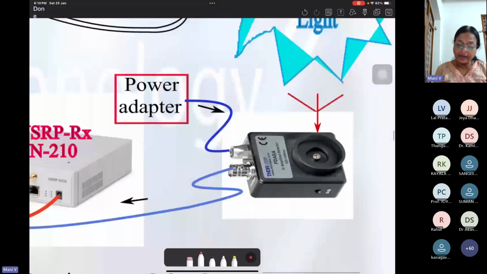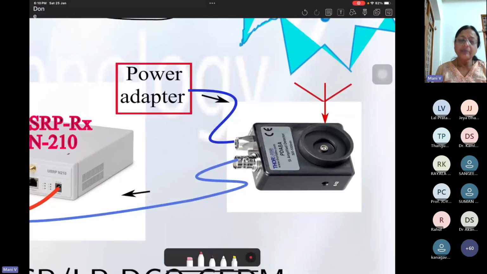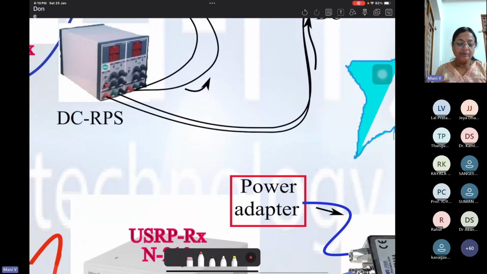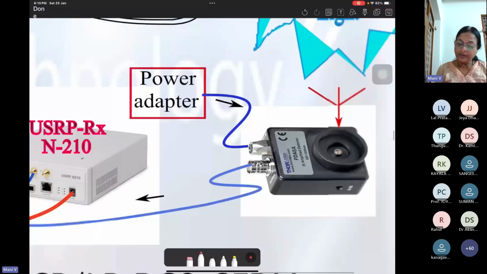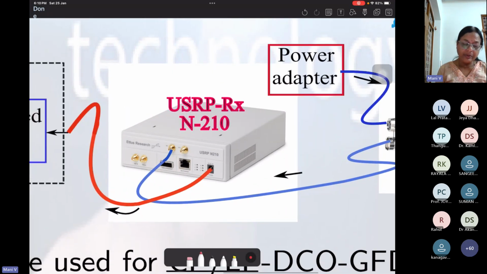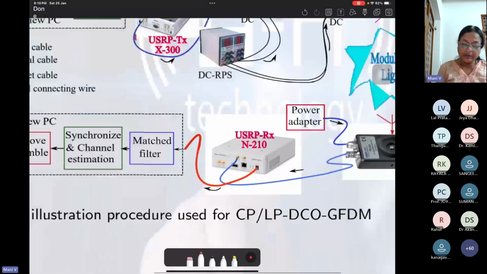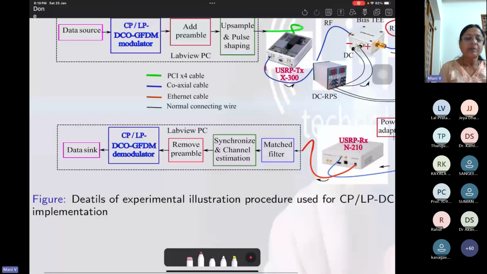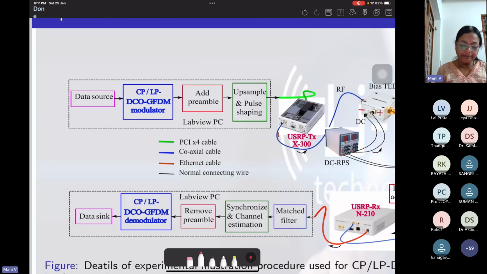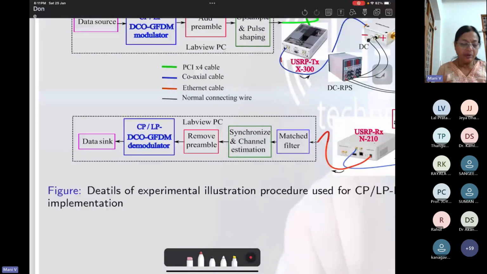Now look at the diagram of the photodiode. The photodiode also needs power, so we have taken a power adapter from the DC power supply and given it to the photodiode. The photodiode output is directly given to the USRP N210, and from the USRP N210 output we have taken the signal. Again it uses the same digital communication formats. This output is given to the matched filter, because the matched filter is the best receiver under AWGN noise. We have also used synchronization and channel estimation techniques in this block, and we have removed the preamble because we added a preamble at the transmitter. Then we give that signal to a GFDM demodulator and the data sink.